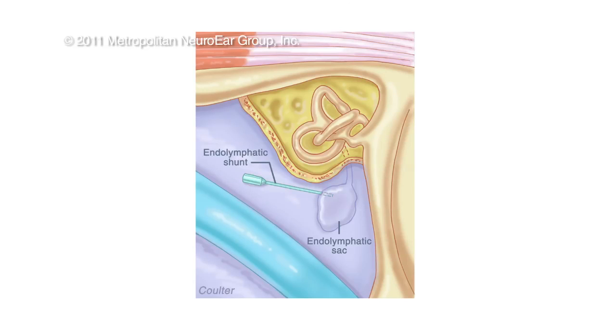The other options include transtympanic gentamicin, which basically involves injection of a solution into the middle ear to induce a chemical labyrinthectomy of the inner ear. So in a way, we are reducing the function of the inner ear by instilling gentamicin into the middle ear. The risk involved with gentamicin treatment is hearing loss, and that's the reason why we are very conservative with offering gentamicin treatment. Another option is endolymphatic sac surgery.